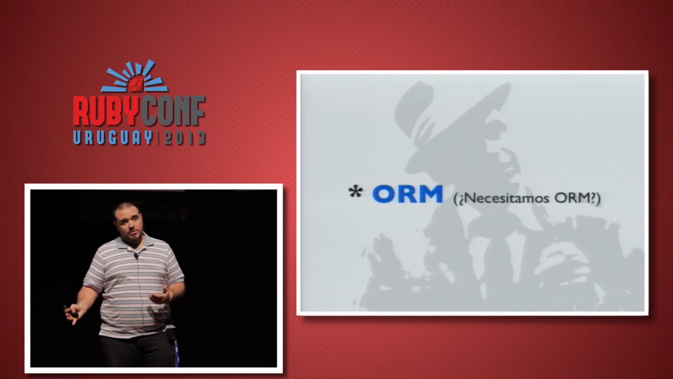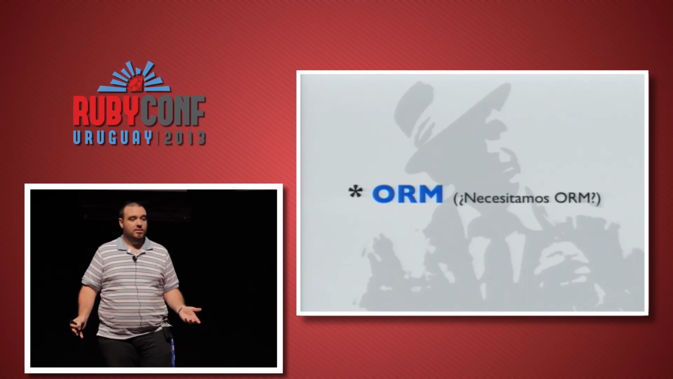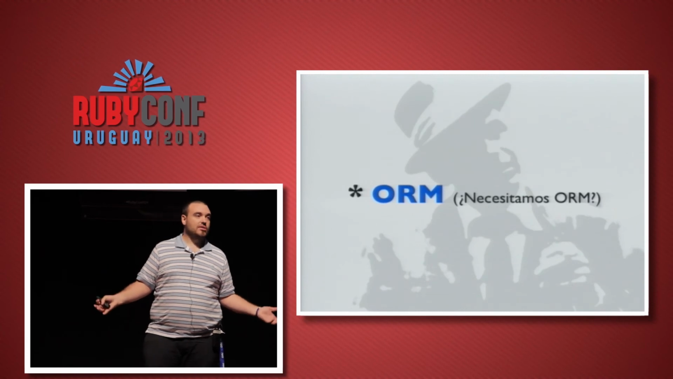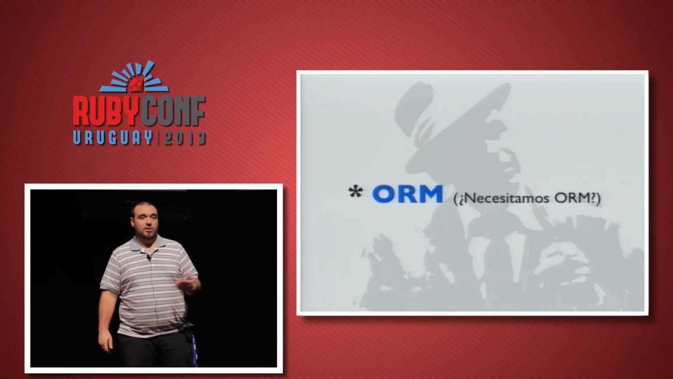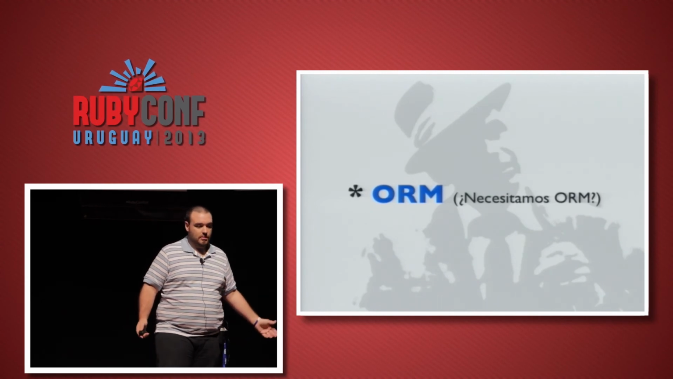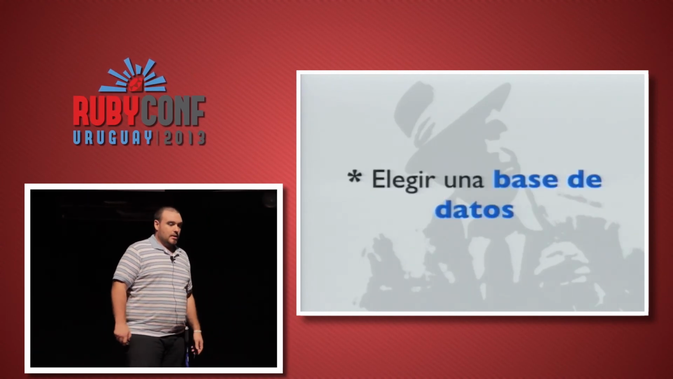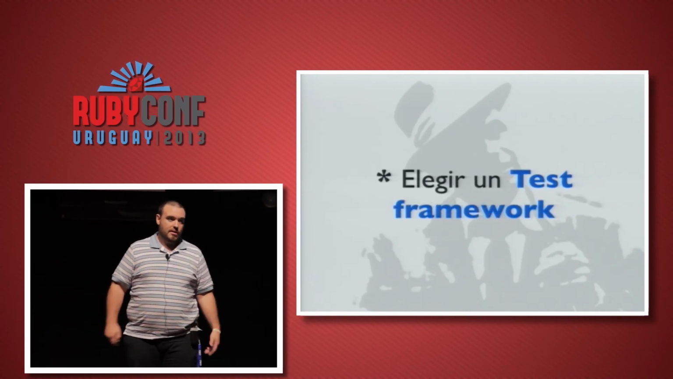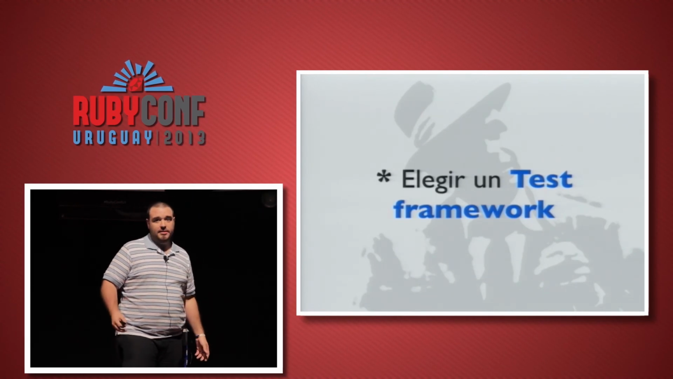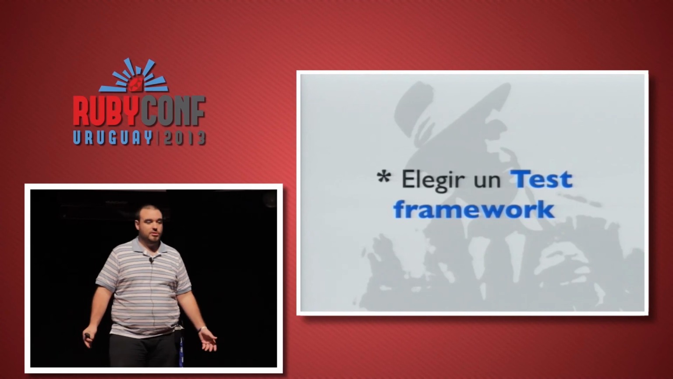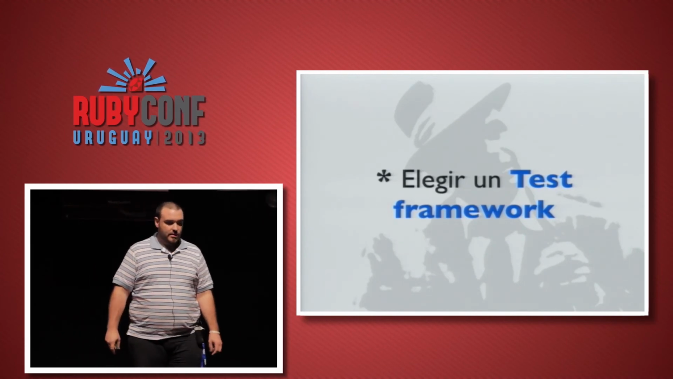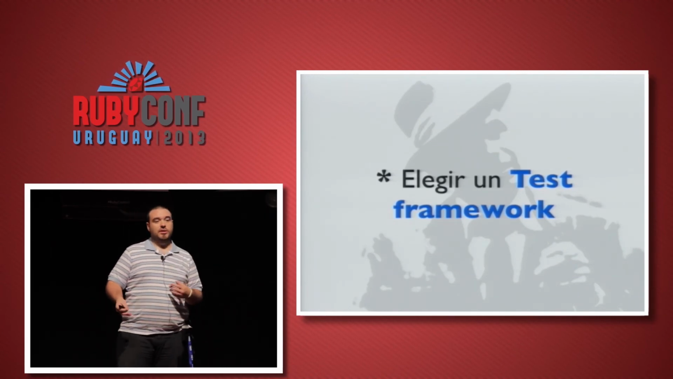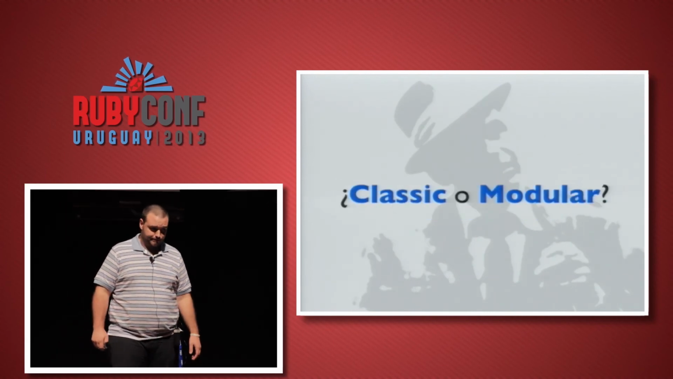ORM. This will depend on whether we need an ORM or not. Many apps, if we use Sinatra for lightweight or smaller things, then we might not need an ORM. If we don't need an ORM, then let's not use it. But it's a decision that you have to make. Now, if you have an ORM, you have to use a database. If you like a specific database, that's the moment to choose it. And then you have to decide on a test framework that you want to use. Obviously Rack::Test, Minitest in general, for the unit and functional tests.